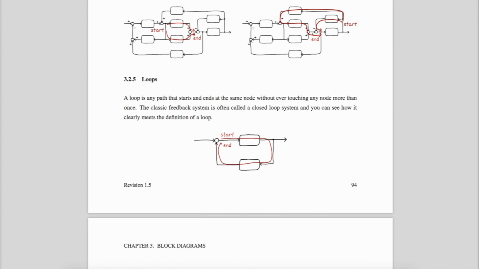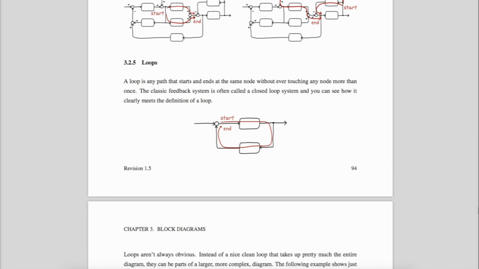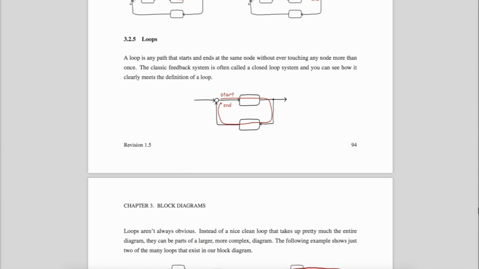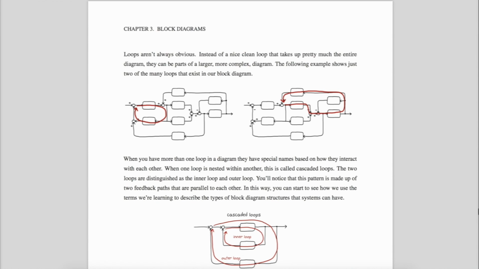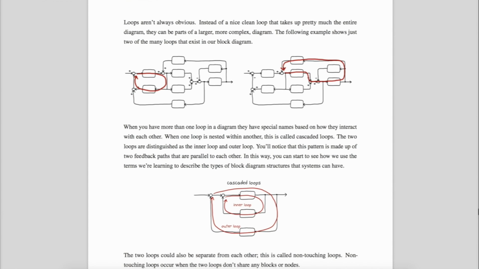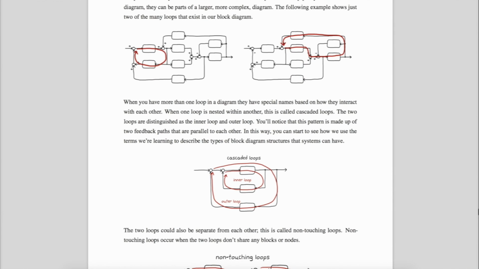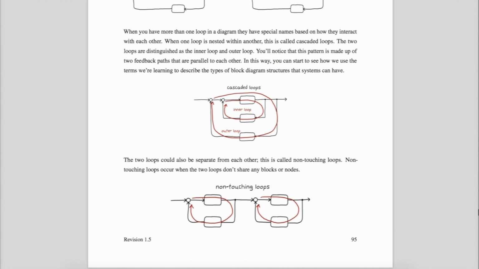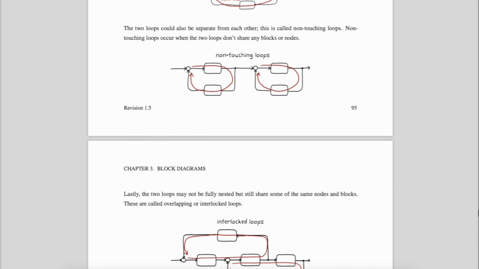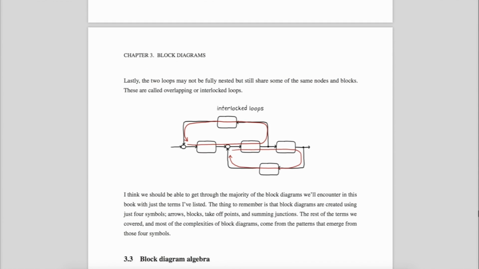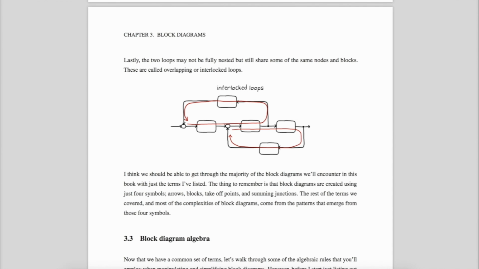A loop is when a path starts and ends at the same node without touching any other node more than once. In complex diagrams, these loops can route through many blocks and summing junctions, and they're not always obvious. When you have more than one loop in a diagram, they are further defined as cascaded loops, which is one inside the other, non-touching loops, which obviously don't touch each other, and interlocked loops. They share a few nodes and blocks, but not all of them.